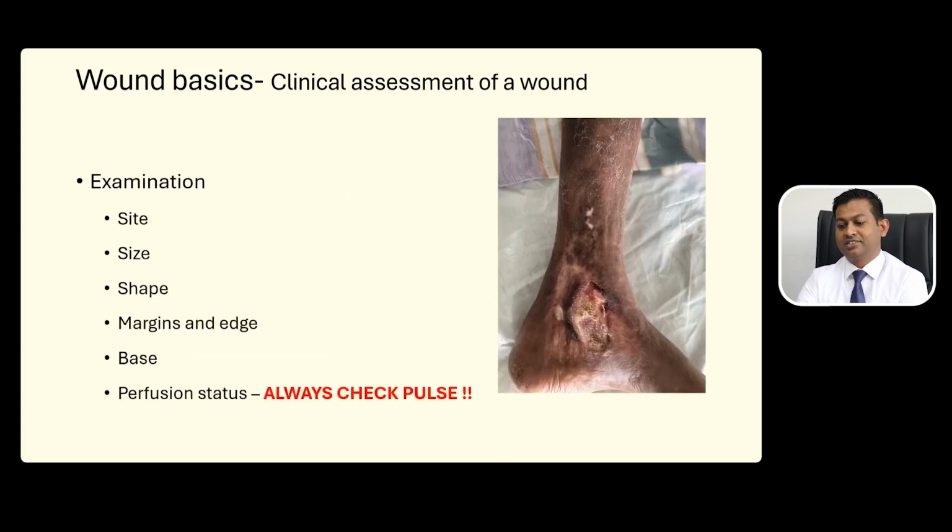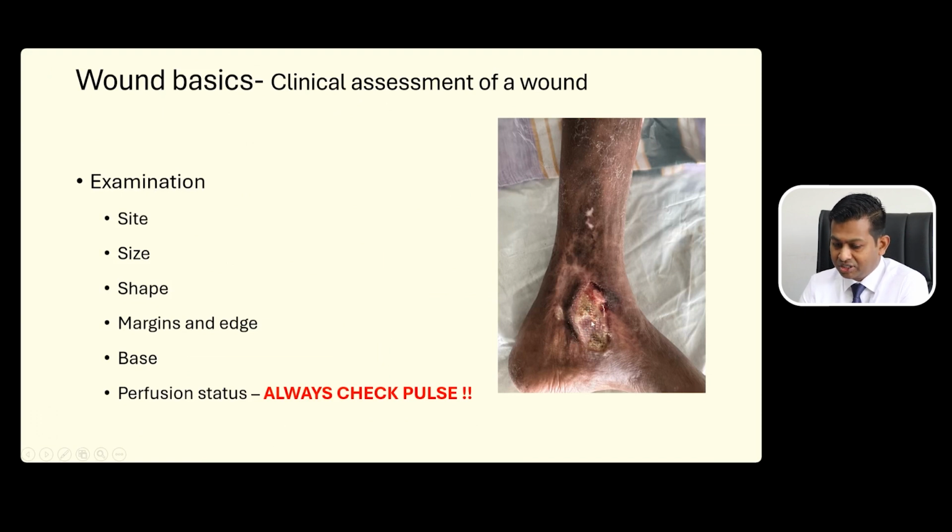Okay, let's have a look at some wounds. What can we gain from this wound? First of all, we have to see where it is, the site, size, a rough idea whether it's a small one or a large one, what is the extent, the shape, and the margins, how the margins are. As in this one, it's a clear margin with a very superficial ulcer, and at the base there is some sloughy tissue, no significant granulation as such.